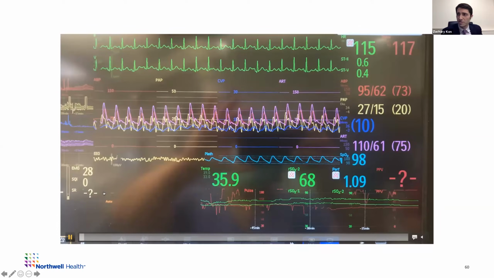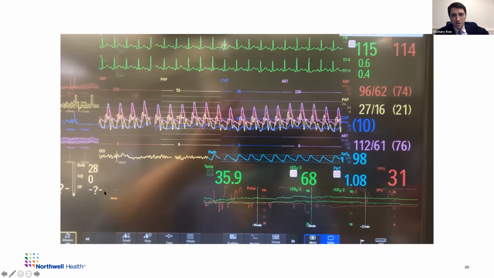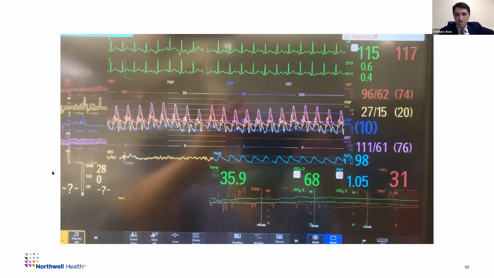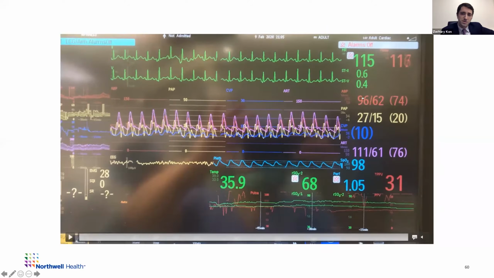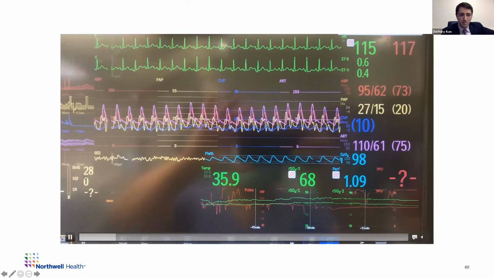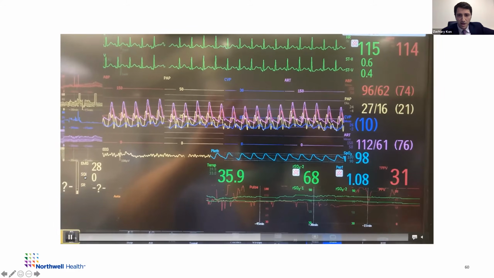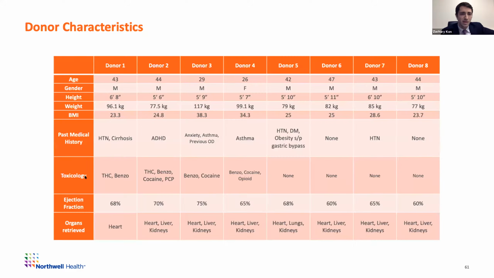This is just a quick video to show you what the hemodynamic monitoring looks like. So obviously there's CVP, there's PA pressures, arterial pressures, EKG, and simultaneously there's a transesophageal echocardiogram being performed to evaluate how good or bad this heart is.